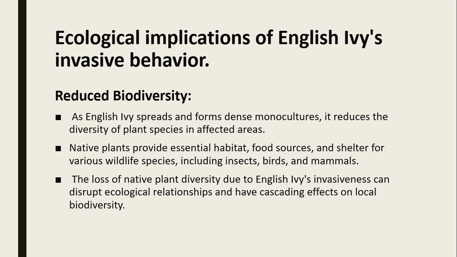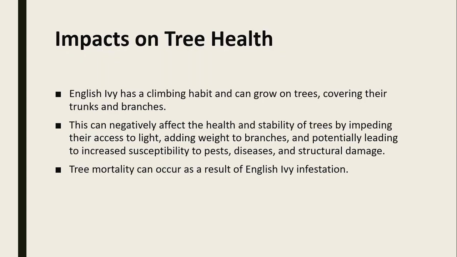Then we will discuss its reduced biodiversity. English ivy spreads and forms dense monocultures. It reduces the diversity of plant species in affected areas. If we grow English ivy, then the growth of other plants present there will be reduced, because English ivy has rapid growth and requires a lot of space for its growth.